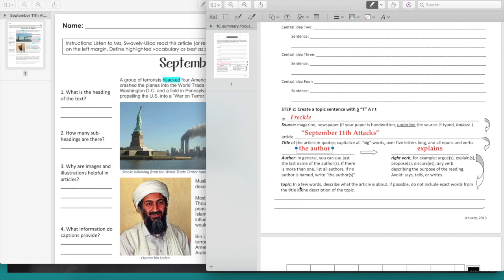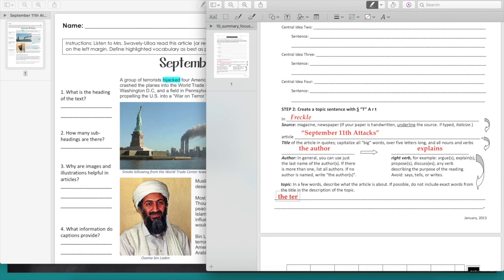Okay, now for the rest of it, topic. This is our topic. In a few words, describe what the article is about. If possible, do not include exact words from the title in the description of the topic. So for ours, it's a little hard because the title is September 11th attacks, and that is what happened. So we will be using some parts of that, but it is to explain what happened. So we're going to break the rules a little bit here.